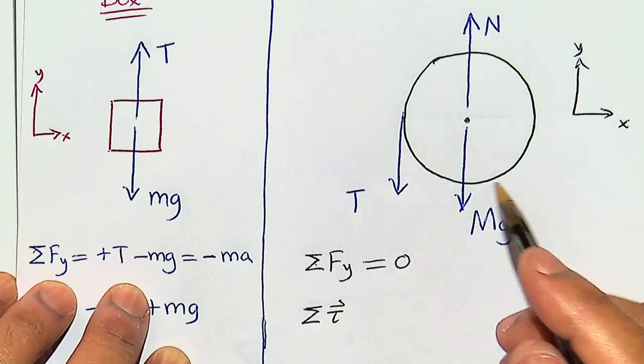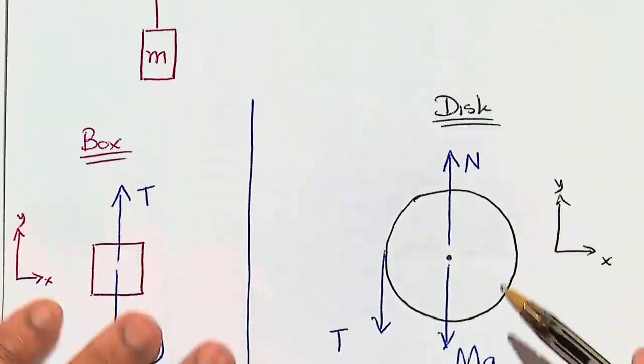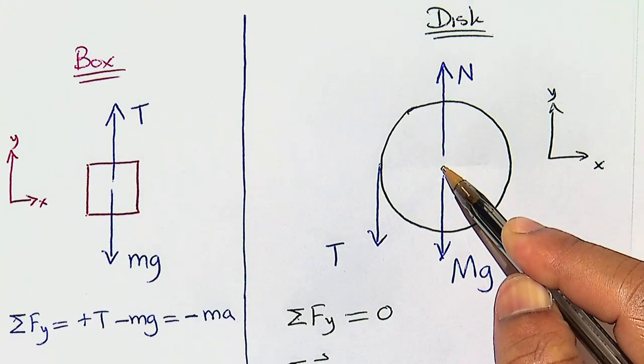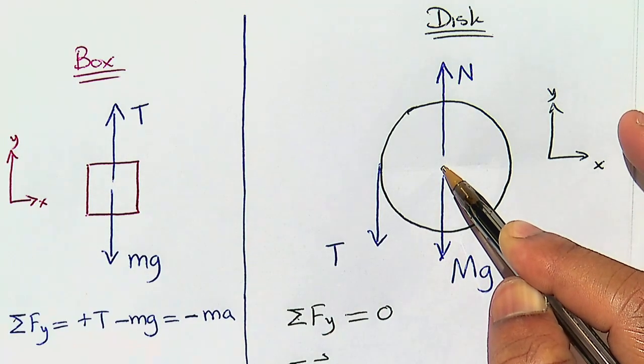So that's one thing. The other thing is you want to try to get rid of the things that you don't care about. You don't care about the normal force, nobody asked for it. So this point right here is a good point to choose to calculate torque because there's no torque by the normal force, there's no torque by the weight, the only torque is produced by the tension force here.